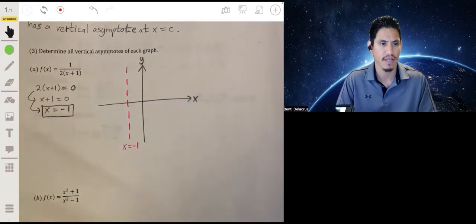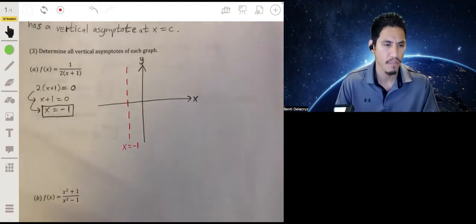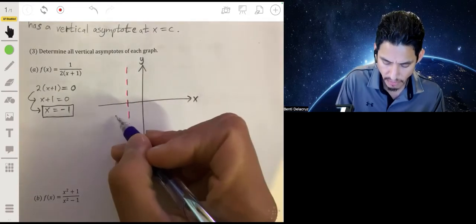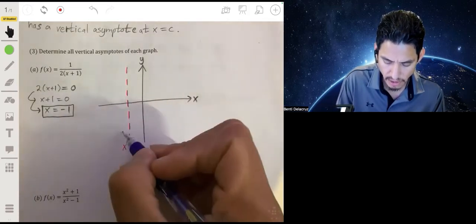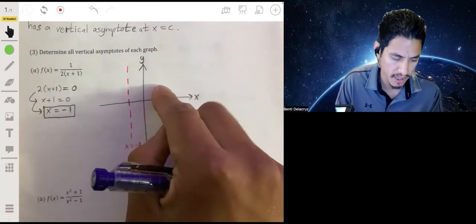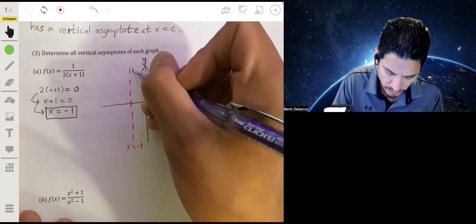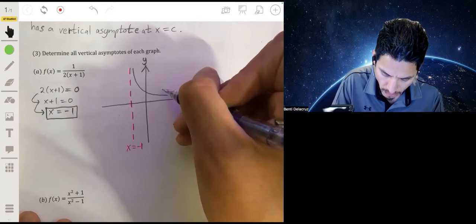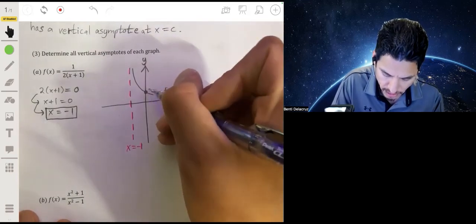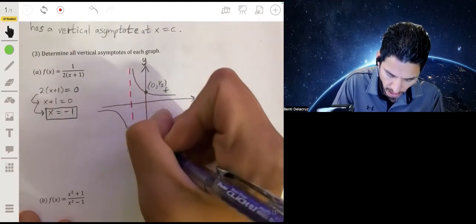Now, again, it's not telling you to find what the behavior is from the left and from the right, but you could always plug in values less than -1 to see what's going on the left side, and greater than -1 to see what's going on to the right side. And so you're going to find that the function does something like this. It's going to go through the point (0, 1/2). And on the right side, it's going that way.